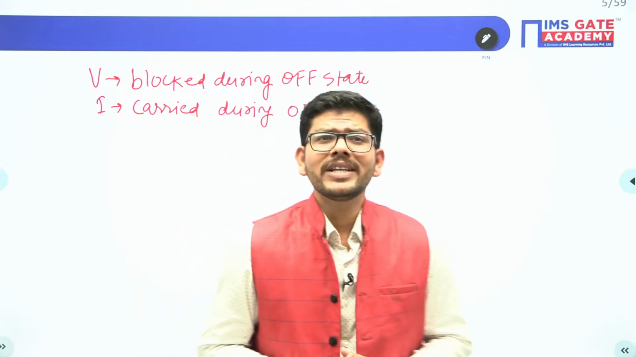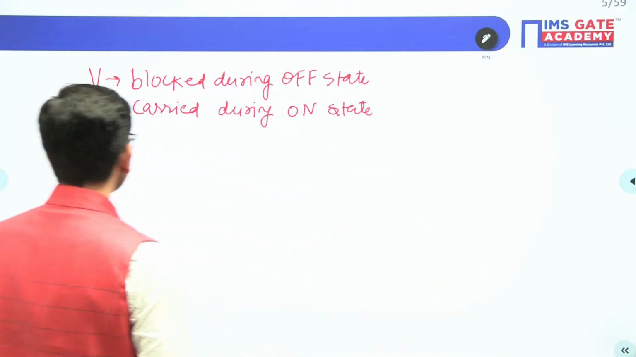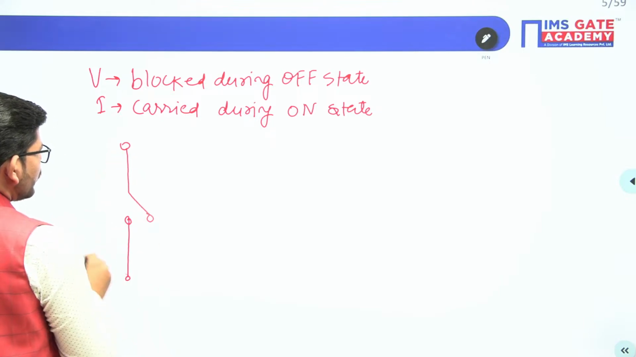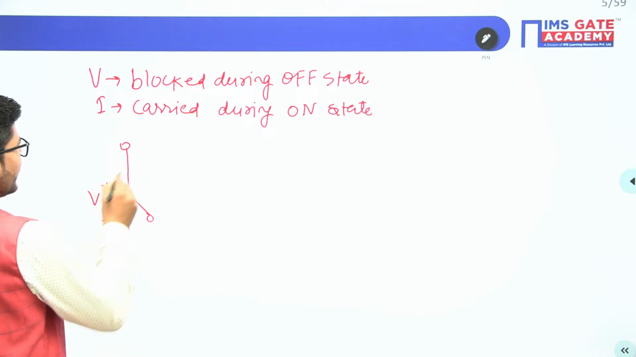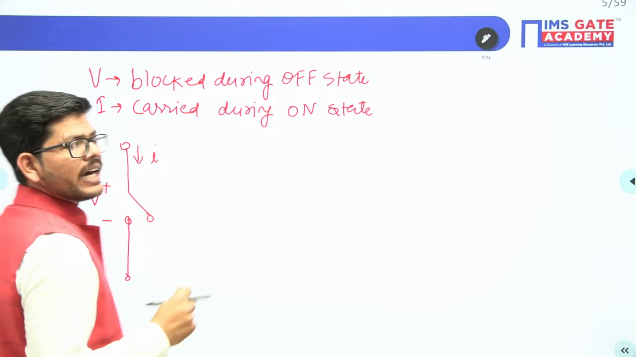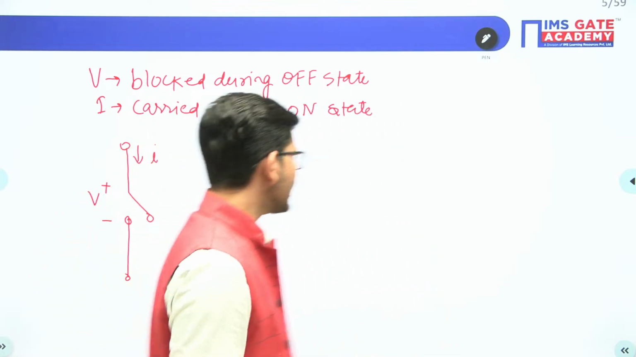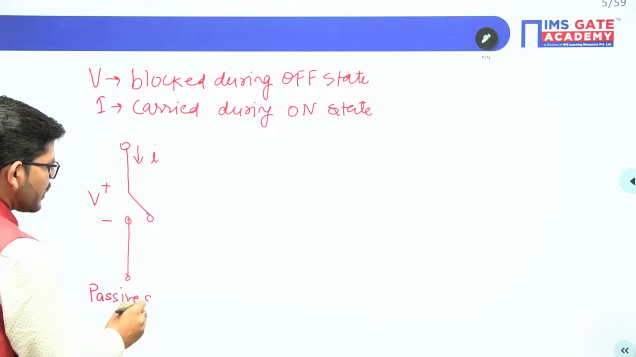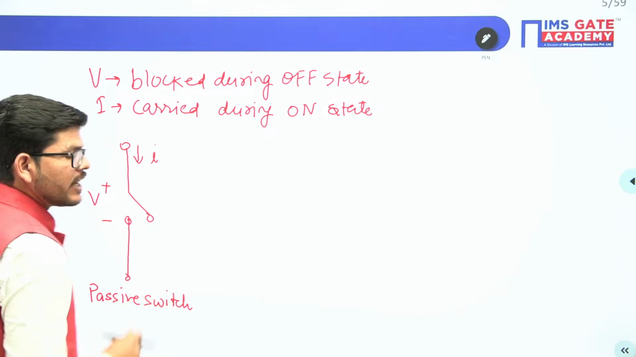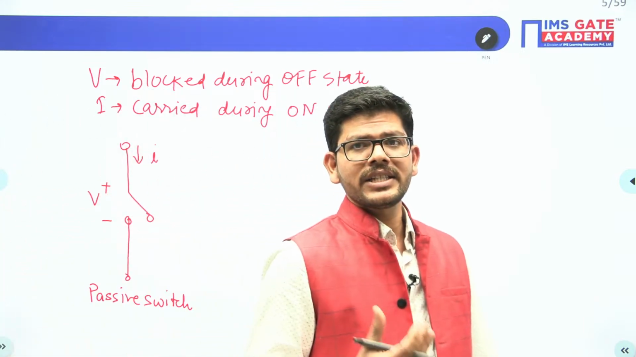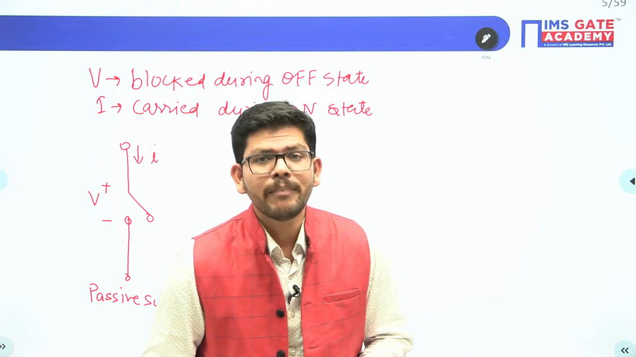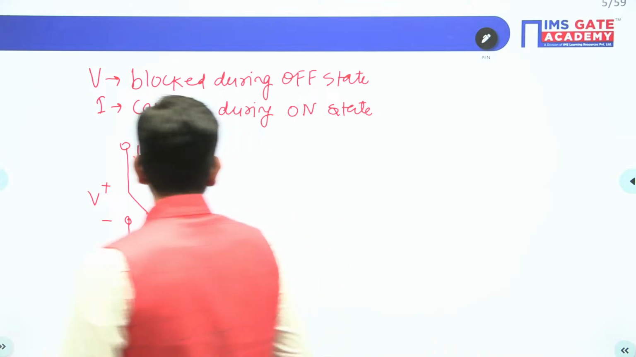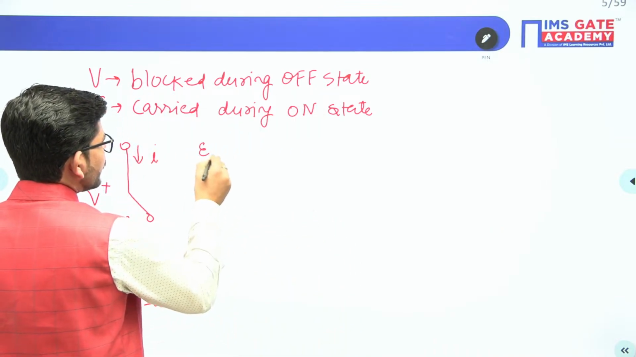So when we talk about the active switch or passive switch, a passive switch's conducting state is determined by the voltage applied to them and the current carried by them. Okay, these are the passive switches. They do not have any control terminal. So their conducting state may be realized based upon the voltage applied across them. For example, one passive switch may be a diode.